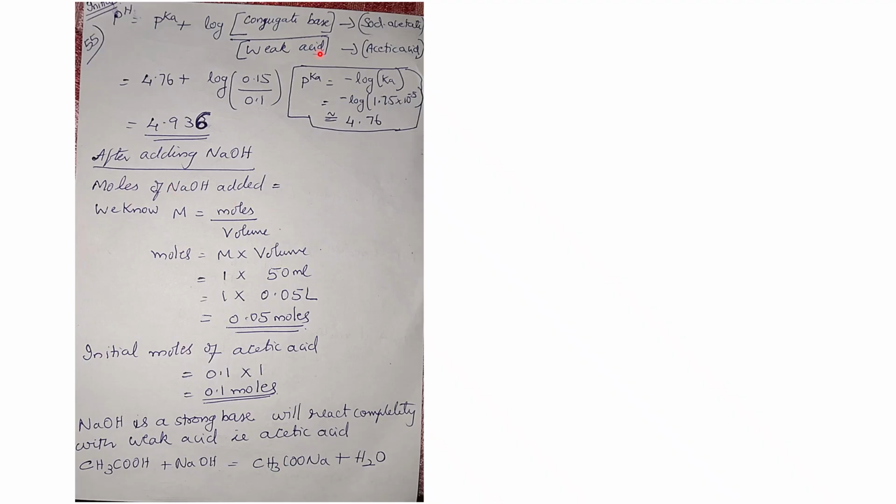And what was the initial mole of acetic acid? We know the moles of acetic acid is 0.1 and it was a 1 liter buffer solution, so it will be 0.1 moles. Now NaOH is a strong base and it will react with the weak acid forming sodium acetate.